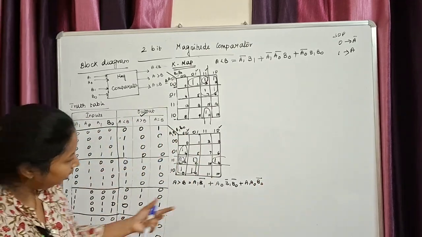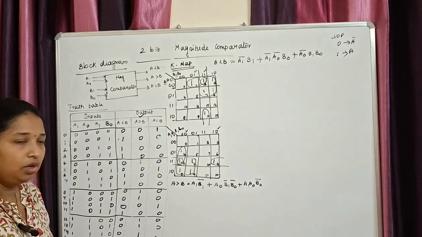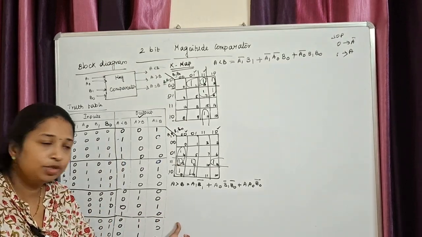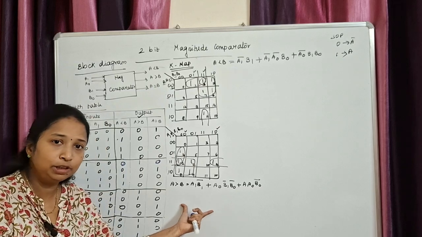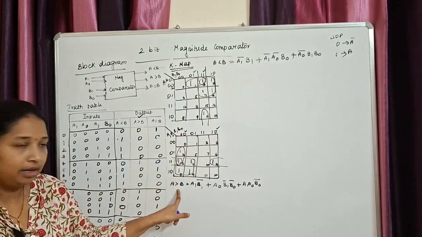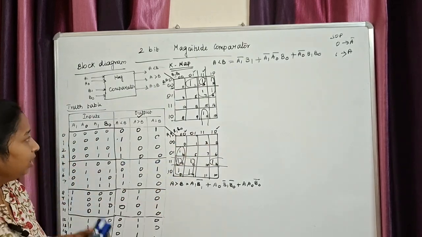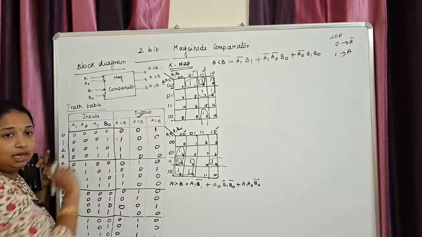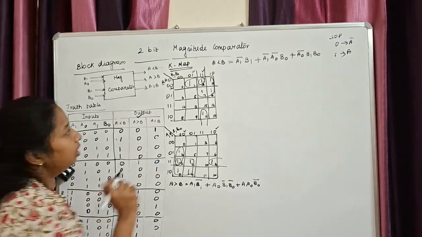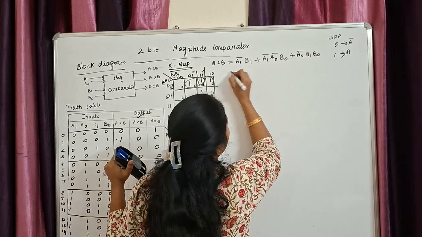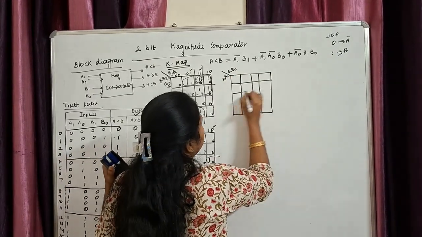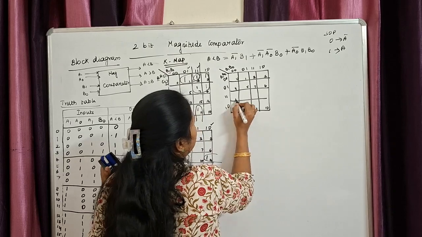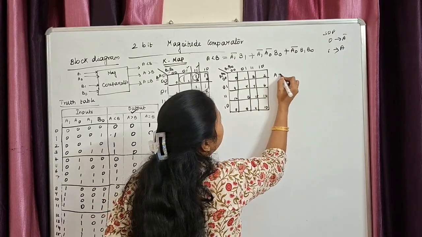Clear? See if you can do any simplification here. No, I can't do any simplification. So this is going to be my final Boolean expression for A greater than B. Clear? In a similar way, we have to find the equation for A equal to B as well. Clear? Now, let's do it for A equal to B. This is for A equal to B.